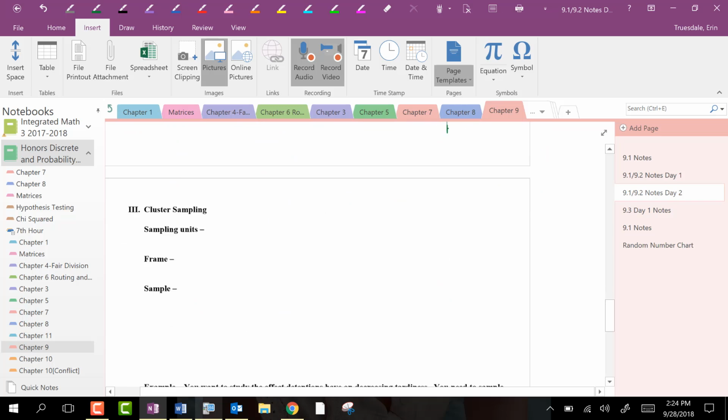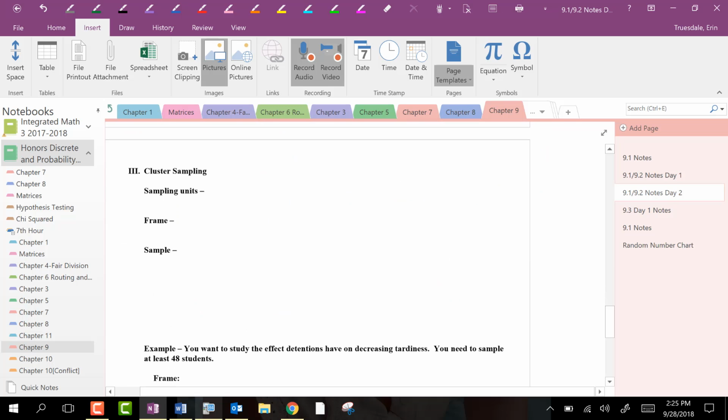Flip it over. Last one here. Cluster sampling. These sampling units are non-overlapping subsets. They may vary in size. You have to have at least one element in them. It can't be nothing. These are also called clusters, which is why it's called cluster sampling.